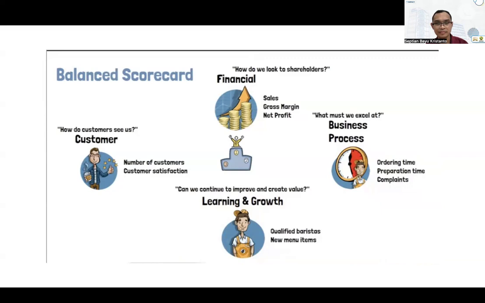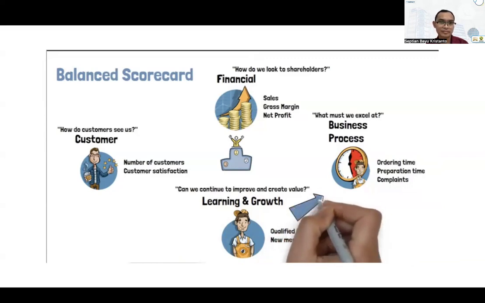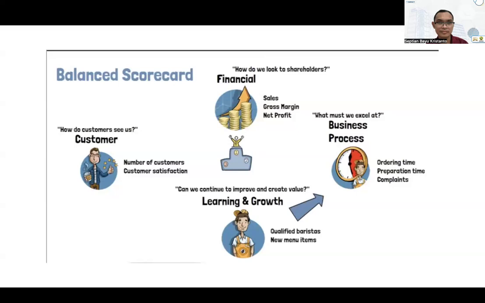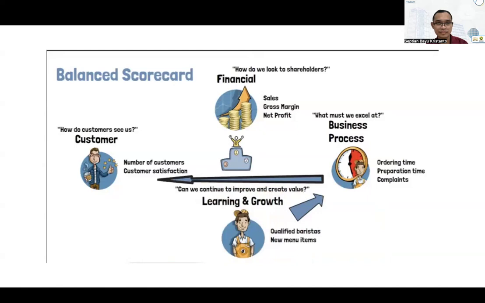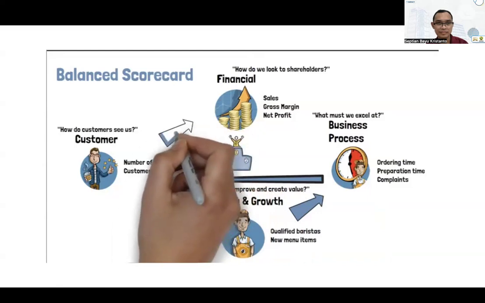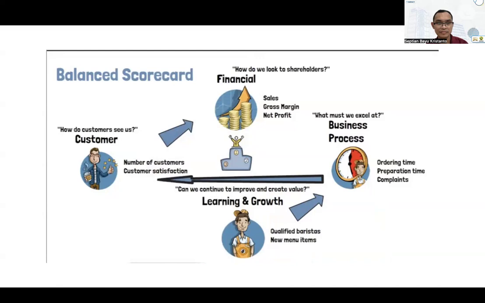In the end, all measures are related to each other. Only qualified baristas will be able to make good coffee and serve customers well. And only with good coffee and excellent service do customers come to your coffee shop, which in turn will lead to good financial results. So, to perform well financially in the future, companies need to do well on the customer, business process, and learning and growth dimensions today.